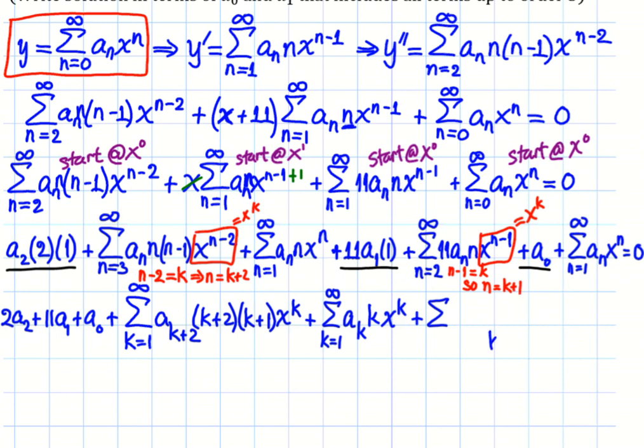And we have n equal to 2, so k plus 1 equal to 2. So k will go from 1 to infinity. We have 11 a of k plus 1, because that's what n is, k plus 1, and then k plus 1 x to the k. The last one is easy. We just replace n by k.